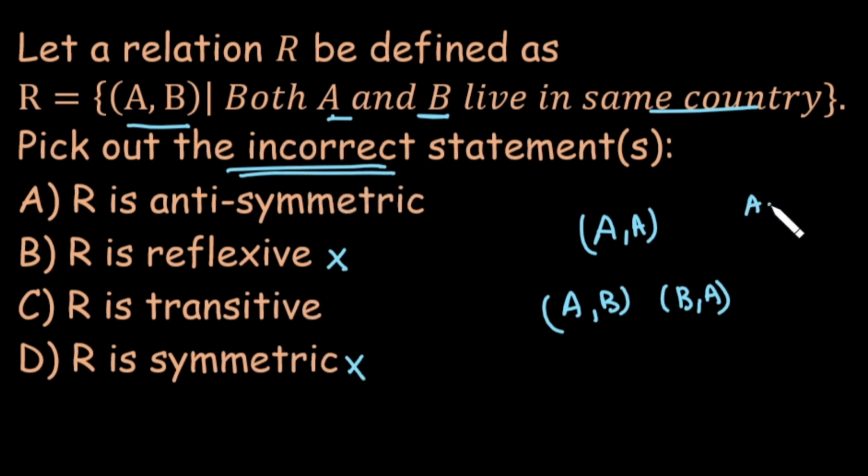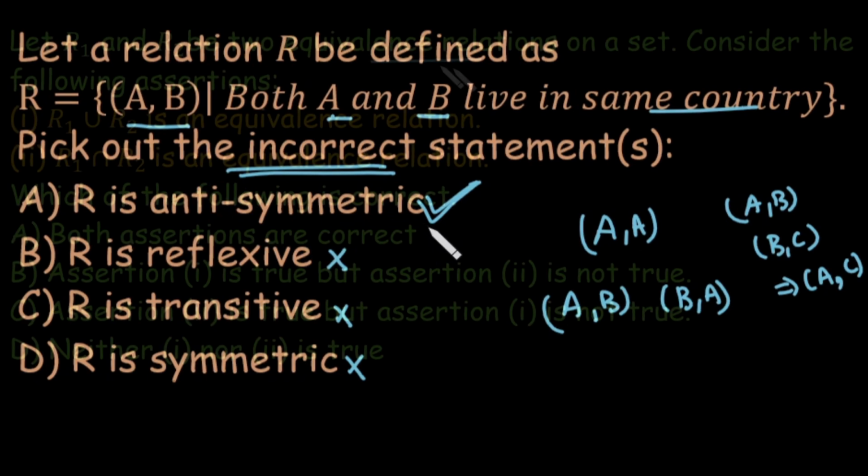If A, B live in the same country, and B, C live in the same country, can we say that A and C live in the same country? Always. So it is transitive. So this is a correct option, not the incorrect one. The remaining option is the incorrect statement, that is, R is not an antisymmetric relation.